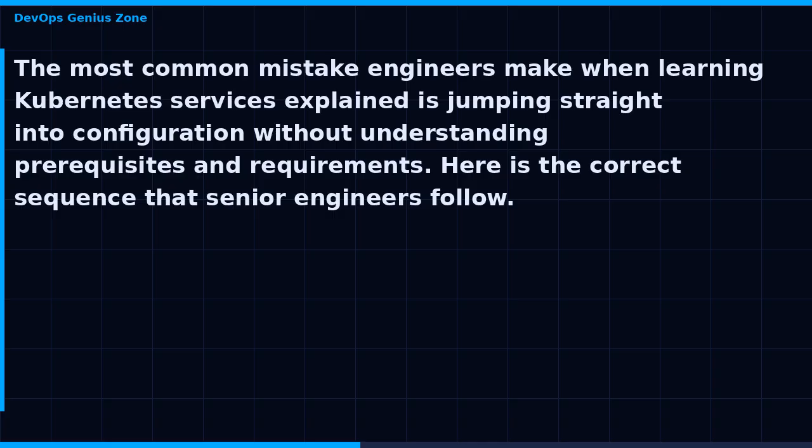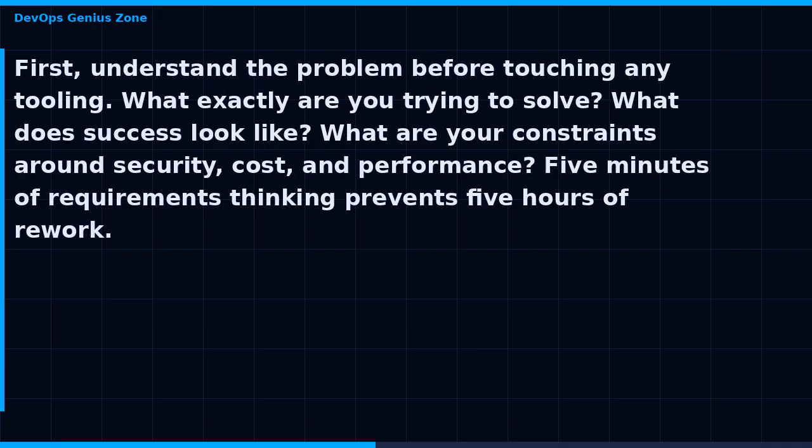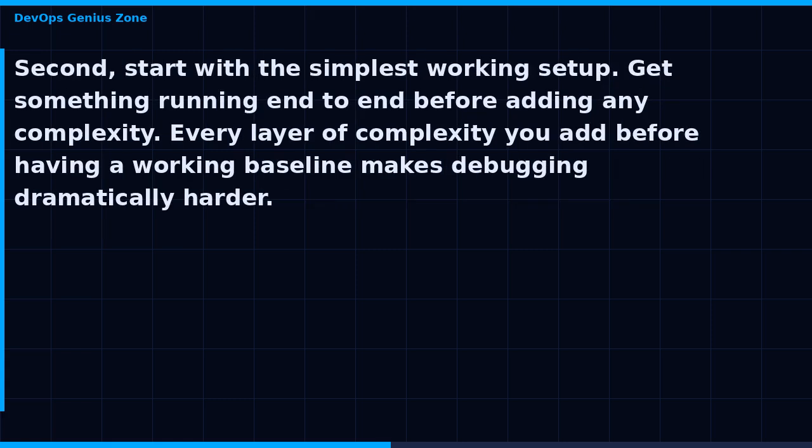Second, start with the simplest working setup. Get something running end to end before adding any complexity. Every layer of complexity you add before having a working baseline makes debugging dramatically harder. Third, version control every single thing from day one. Every configuration file, script, and infrastructure definition goes into Git with meaningful commit messages. This creates history, enables code review, and makes rollbacks trivial.